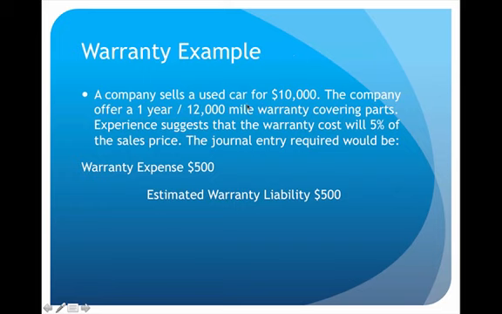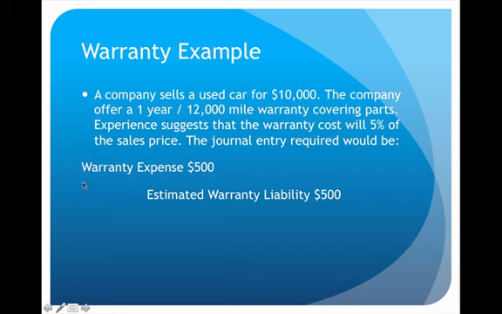Now, we don't really know about this car. We don't know, it may never cost us anything. But then again, it might break down, and if that happens, it is going to cost us. So based on their past experience, they believe that about 5% is a pretty good indicator of how much it's going to cost us. So 5% of $10,000 is $500.